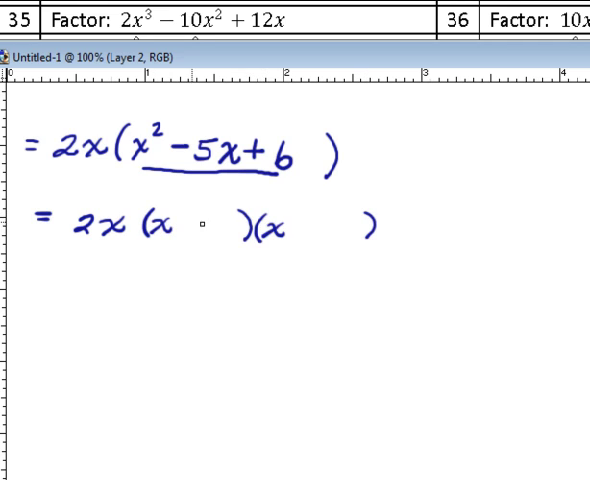Because c is positive, signs are the same, and because this is negative, the signs are both minus. All right, and we need two factors that multiply to 6, so 3 times 2 will work. Let's just do the middle term in our head. Minus 3x and minus 2x is minus 5x. Okay, so that's the right factorization.